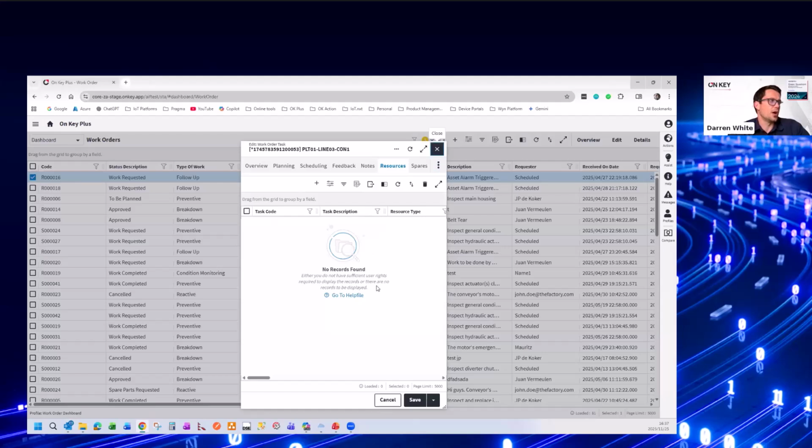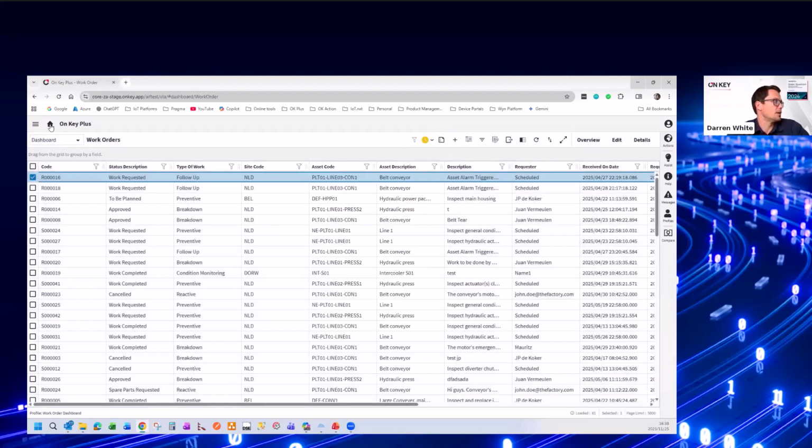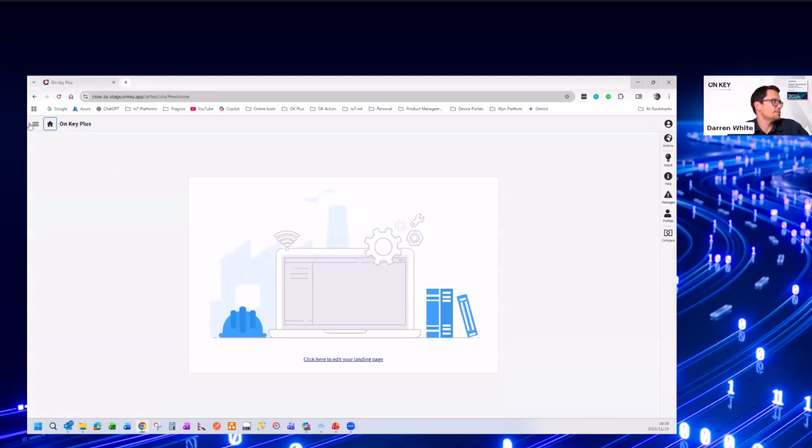Okay, so that is the alarm, that is the work order that was created. And what I want to do now is, Alex now needs to analyze this data, and this is the action part. Once I've presented the analytics part of this, I want to show you how this maintenance strategy was set up in On Key as well. So let's just go to the home page.